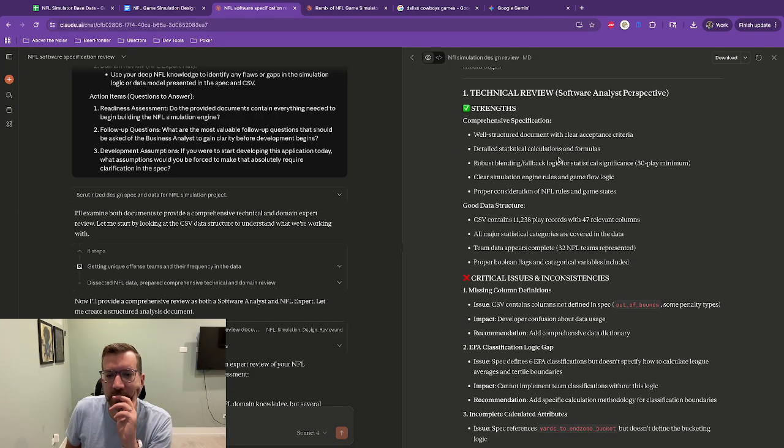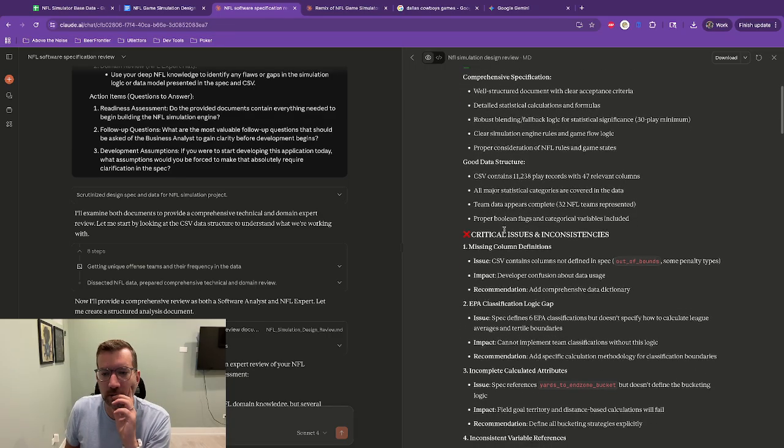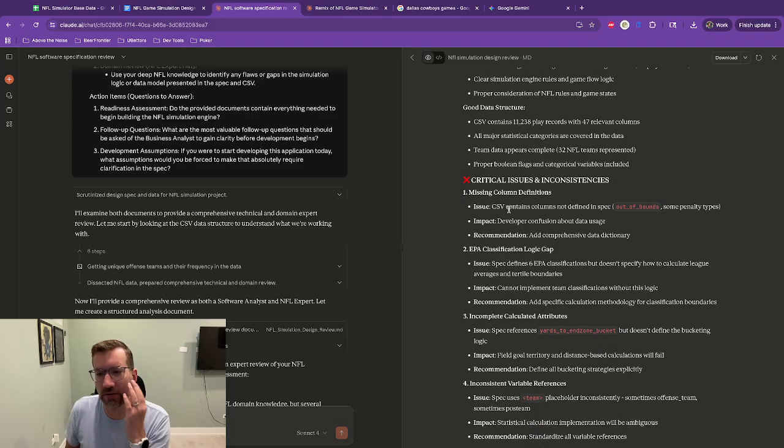It likes the acceptance criteria. It really likes the data structure. Good. I spent a lot of time transforming that data set. Thank you for the validation. And yeah, it gives all this stuff, certain definitions. Okay. So now I'm just going to come through and say, all right, I want to address your critical issues and inconsistencies one by one. The columns not defined in spec, out of bounds, and some penalty types are totally fine. I maybe thought that they were useful when preparing the CSV, but I know in this case that those are just not used.